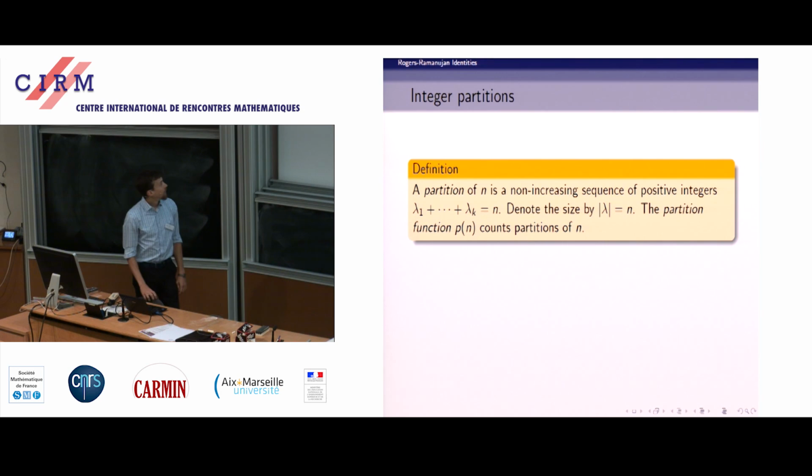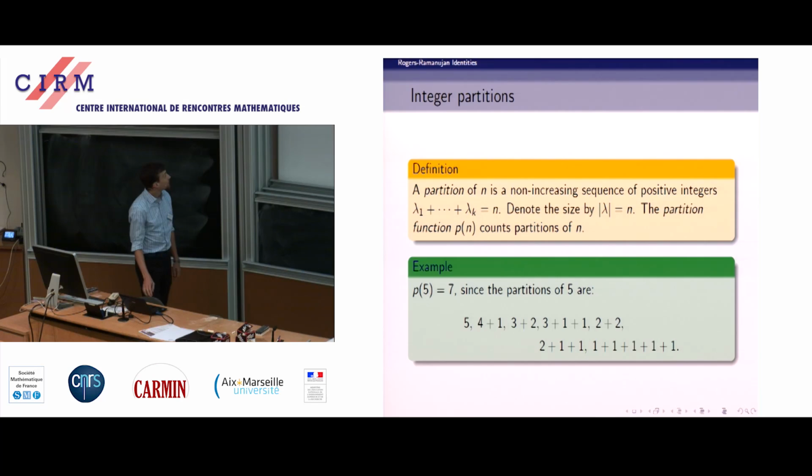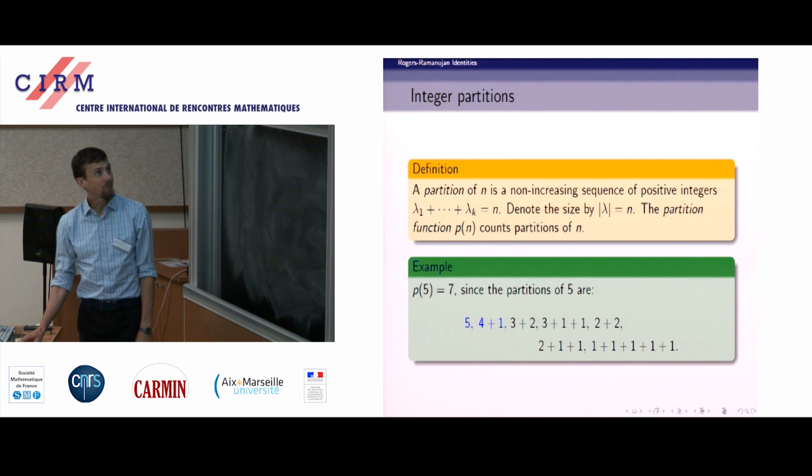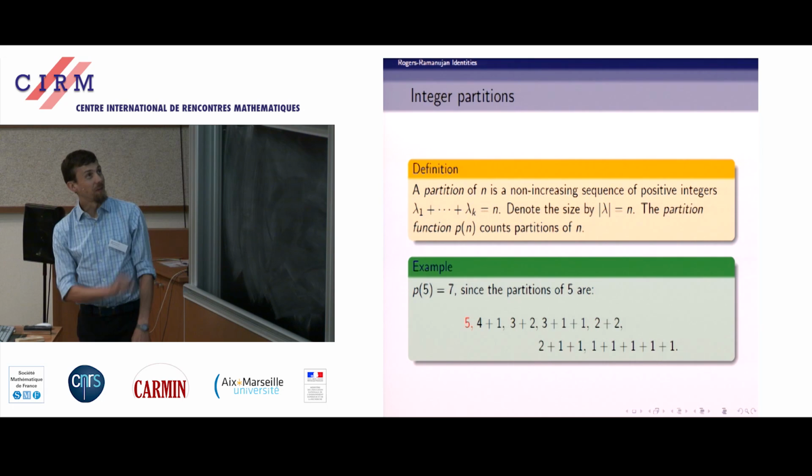So, to my great surprise, contrary to many meetings at which I speak, there's been very little discussion of partitions. Thanks, Scott, for doing a little of my work. But anyway, integer partitions, Euler's partitions, some basic notation for the partitions of n. Here's an example of the partitions of 5. There are 7 of them. Here are 2 of them singled out in blue, 1 of them singled out in red. I'll tell you why in a moment.